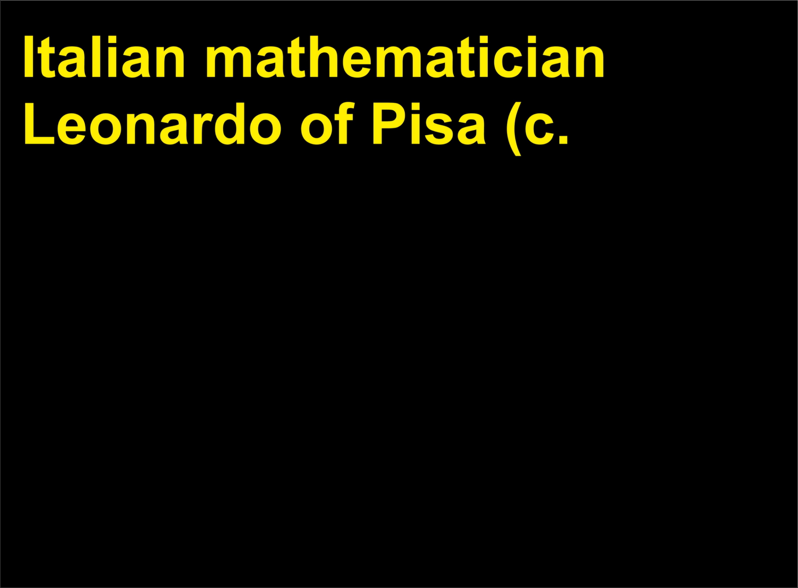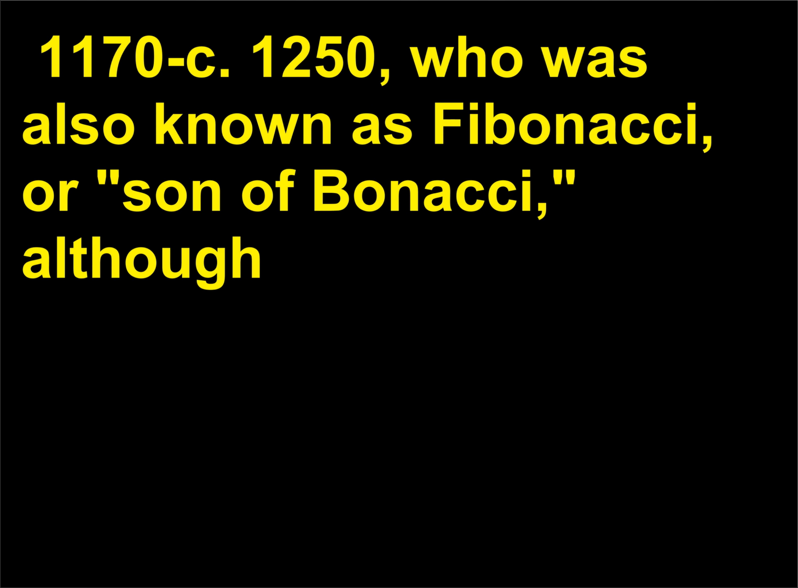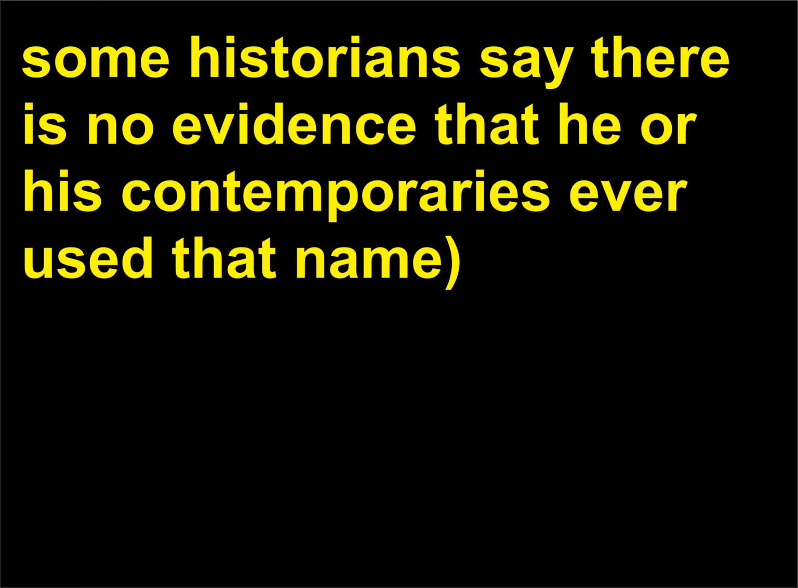Italian mathematician Leonardo of Pisa, c. 1170-1250, who was also known as Fibonacci, or son of Bonacci, although some historians say there is no evidence that he or his contemporaries ever used that name, brought the idea of Arabic notation and the concept of zero to Europe.